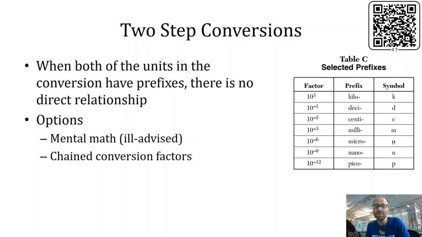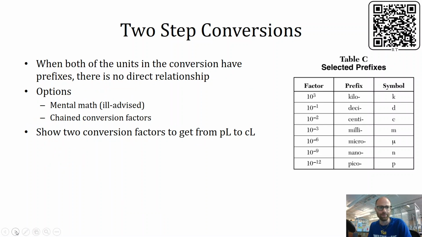You can get around this with mental math, but I'm really not going to suggest it until you get a lot more comfortable with this as a whole. I think the better way to do it is to use some chained conversion factors, and I'll show what I mean by that on this slide.